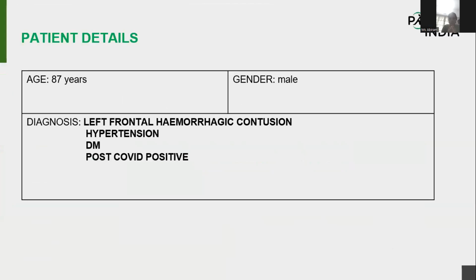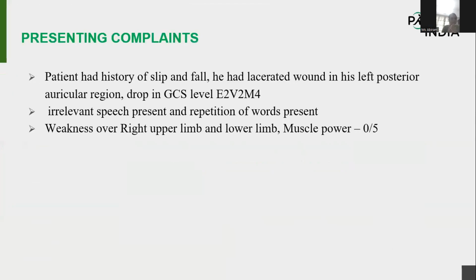Patient details. 87 years male with a diagnosis of left frontal hemorrhagic condition, hypertension, diabetes mellitus, and post-COVID positive. The presenting complaints: patient had a history of slip and fall, and he had a lacerated wound in his left posterior auricular region, drop in GCS level, E2, V2, M4, irrelevant speech present, repetition of words present, weakness over right upper limb and lower limb, muscle power is 0/5.